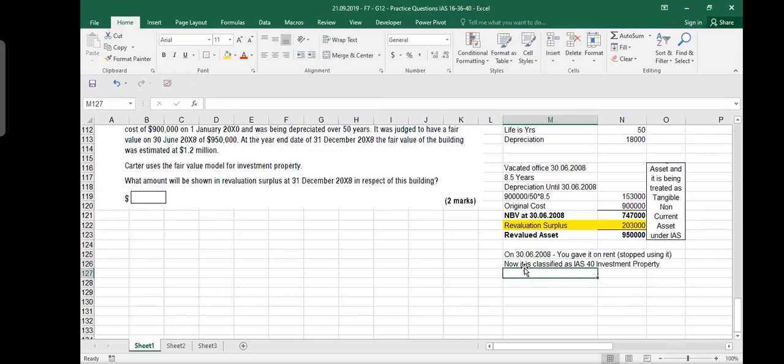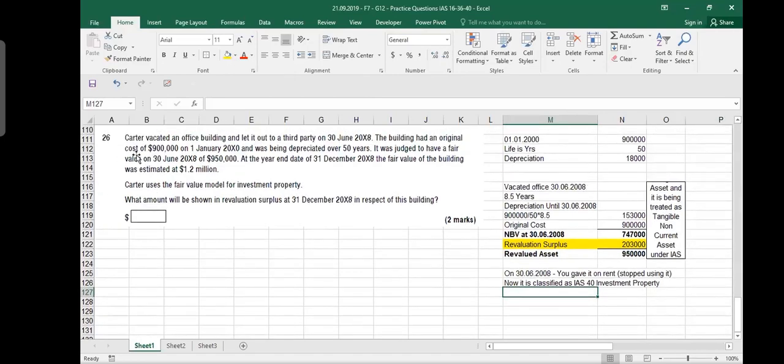Are you clear with the scenario? Yes, sir. Because on 30th of June, you gave it to rent to someone else. It says that you vacated the office and let it out to a third party. Let it out means you gave it on rent to someone. So after 30th June, it will be considered as investment property.